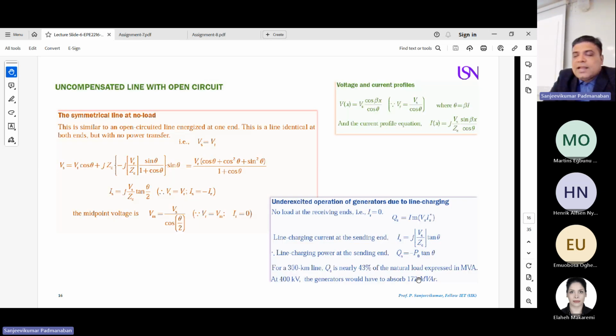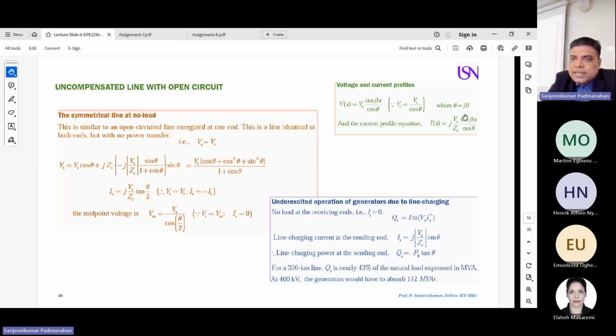Then, uncompensated line with open circuit. So you have a transmission line, but the transmission line is uncompensated. You do not have any compensation. And if it is open circuited, what happens? You know the general formula for voltage and current. Voltage is given by Vx = Vs cos(beta x) divided by cos theta, where the receiving end voltage is given by the sending end voltage divided by cos theta, where theta equals beta times L. L is the length of your transmission line.